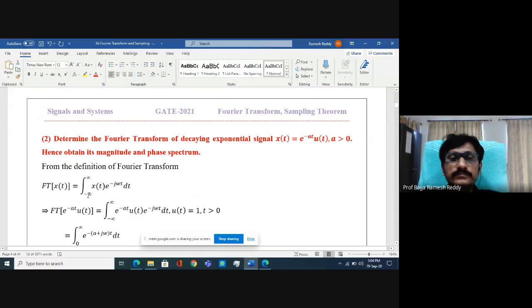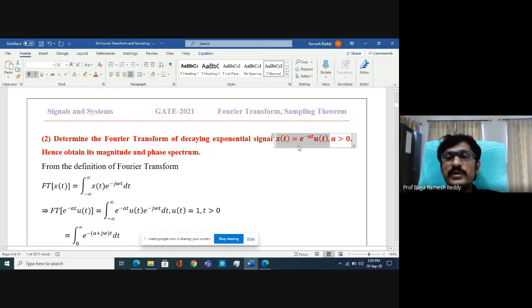Coming to the second problem: determine the Fourier transform of a decaying exponential signal, x of t is equal to e power minus a t u of t. Here, u of t shows the right side. This is a right-sided signal extending from t equal to 0 to infinity. If t is equal to 0, e power 0 is 1, so 1 is the maximum amplitude. And if t increases, amplitude decreases because after a long time, t equal to infinity, the amplitude becomes e to the power of minus infinity, which is 0. Its amplitude decreases when time increases. That's why it is a decaying exponential signal.